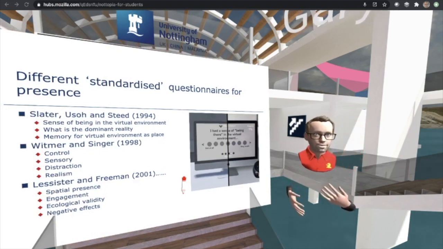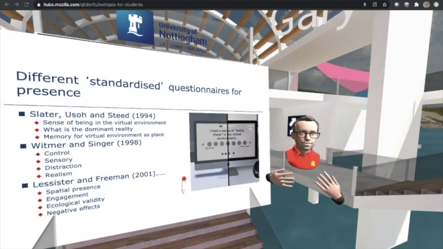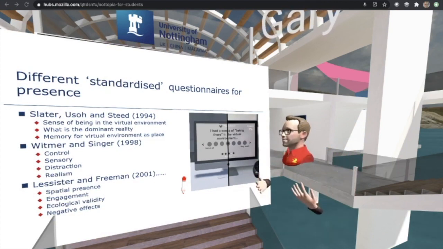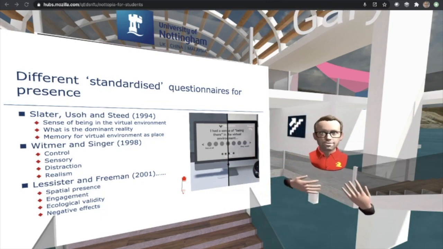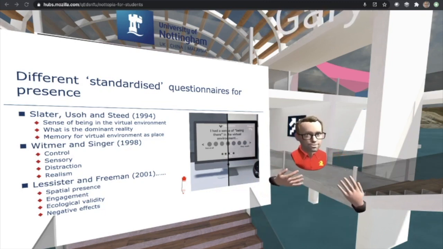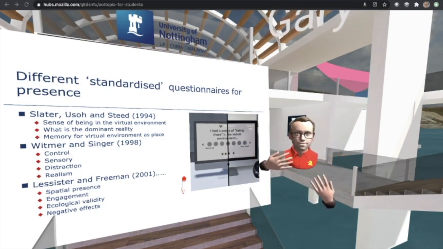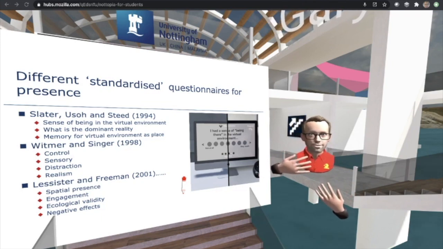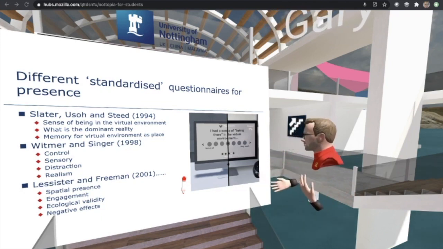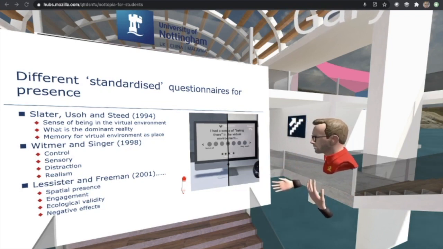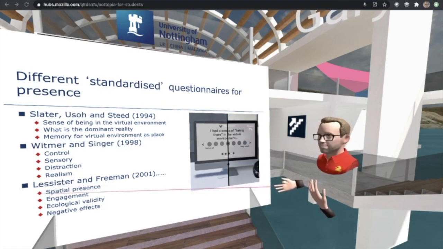Okay, there are a number of different standard questionnaires, and they've been around for a while, since the mid-1990s or so. They have different dimensions associated with what forms of presence that they focus on. And the last one here, still nearly 20 years or so ago now, is very commonly used.